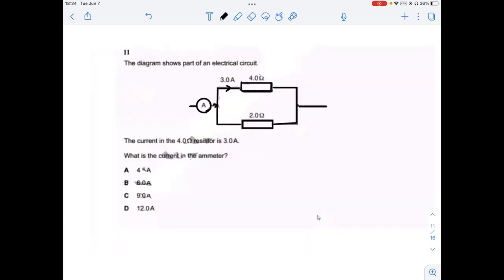Coming to the next question. The diagram shows a part of an electric circuit. The current in the 4 ohm resistor is 3 amperes. Now the current in that one is going to be 3 amperes. Then what is the current in the ammeter? So he's asking us to find it out. What is the current in the ammeter?